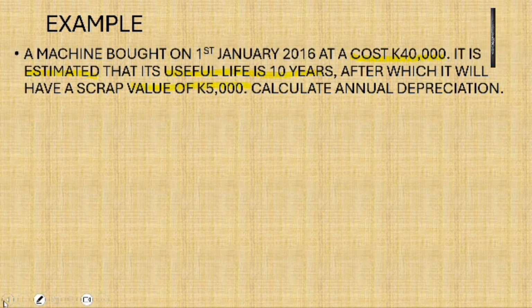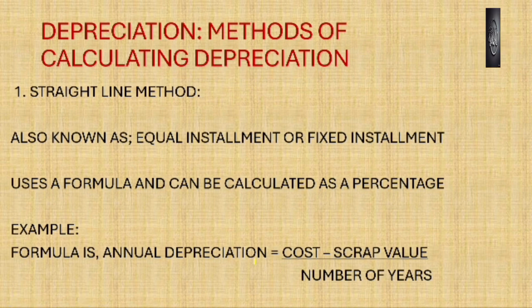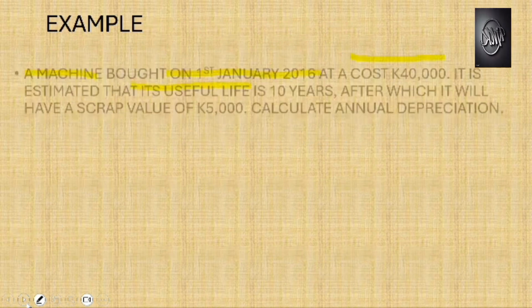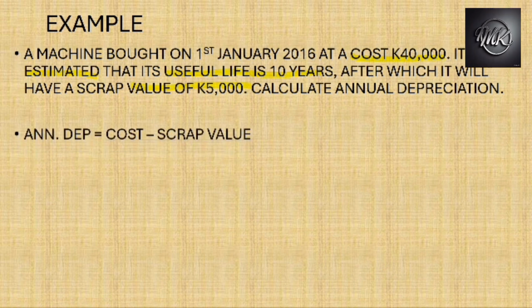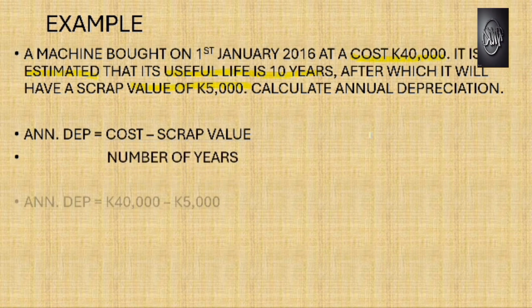If we were to get back to the formula, you're going to discover this. Look at the formula here. The formula requires us to have the cost, the scrap value, and the number of years. And therefore, in our example here, we have those requirements, so we're going to use the formula to determine annual depreciation. Annual depreciation is equal to cost minus scrap value over the number of years.